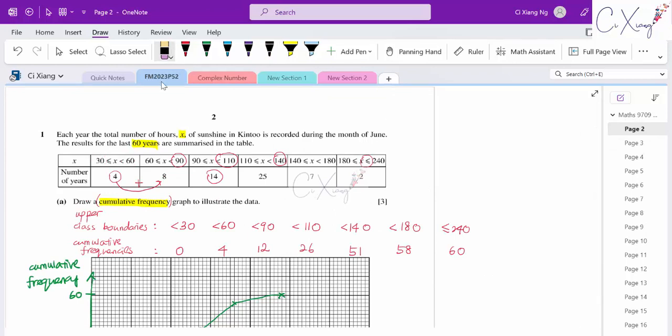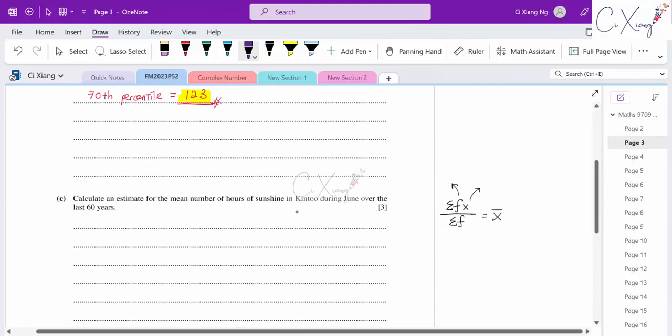Just to show you an example here, if I'm having the first class, to get x, the midpoint, basically you take 30 plus 60 divided by 2. From there you get 45. This is the midpoint. And then for the second class, you take 60 plus 90 divided by 2, and from here you get 75, and so on. Alright, so after I find out the midpoint for all the classes, I pair it with the number of years, which is the frequency. I will continue with the calculation for the mean here.